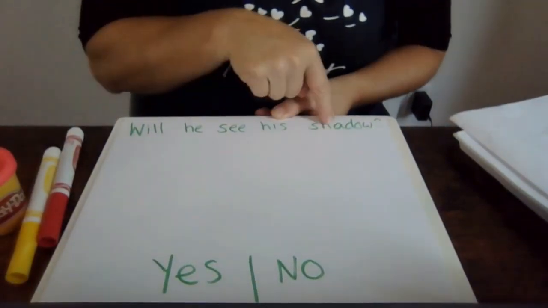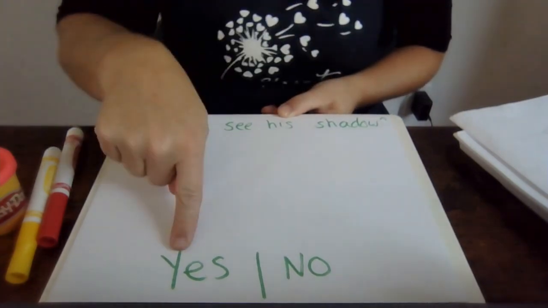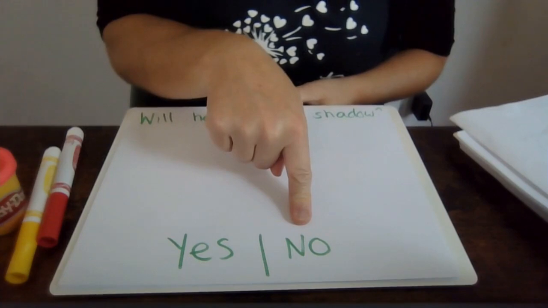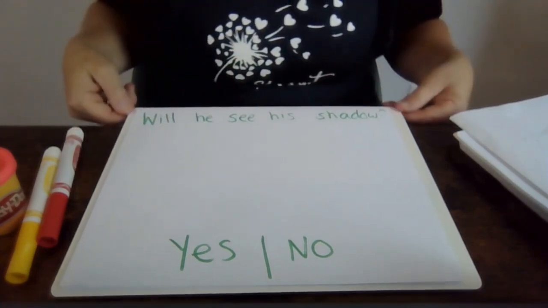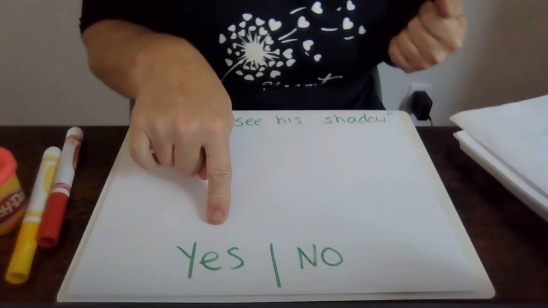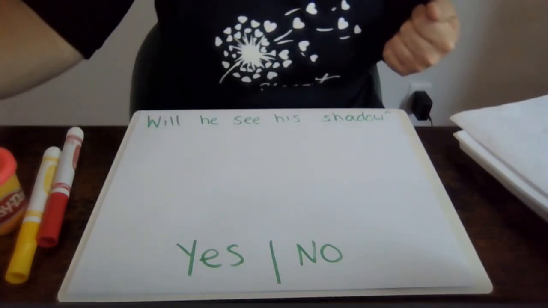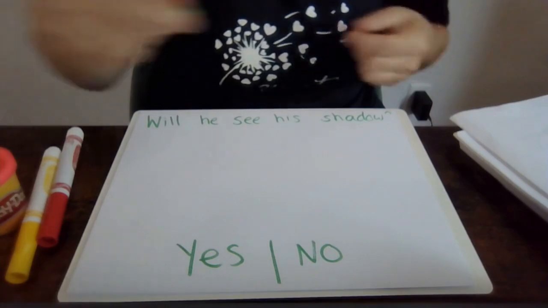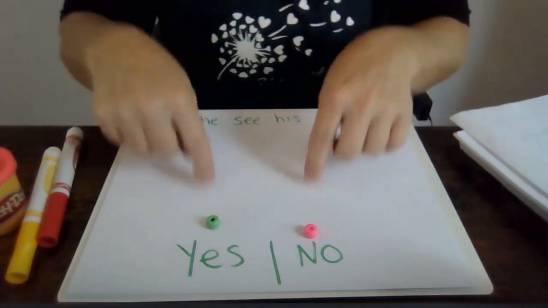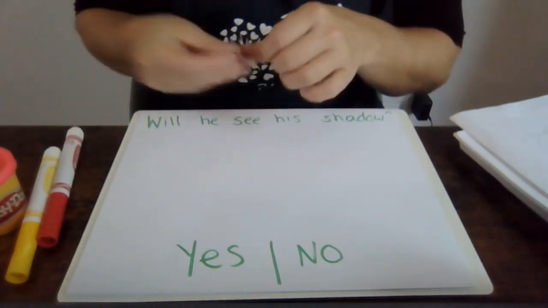Will he see his shadow is the title of the graph. Then we have two categories, yes and no. So there's a couple ways you can do this for introducing graphs. You can either make check marks for yes and X's for no, or you could take manipulatives and assign a color for each one. So let's just say green is yes and pink is no. And then you can take your data and graph it.